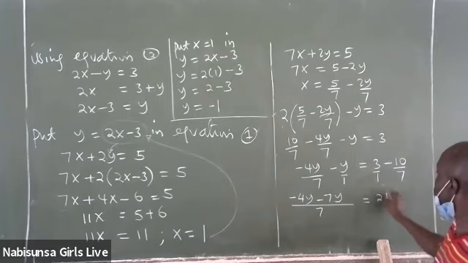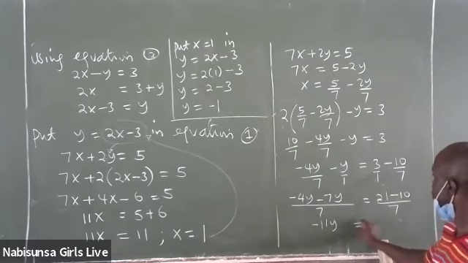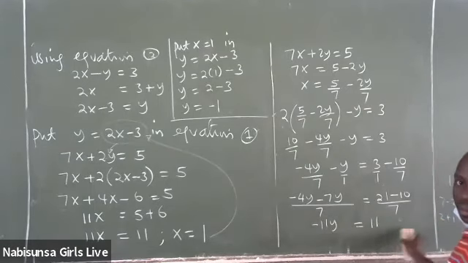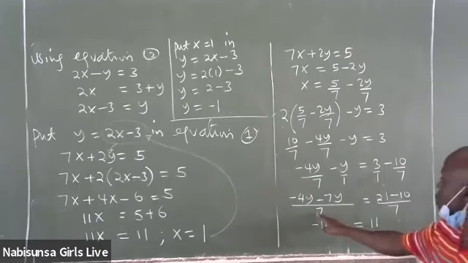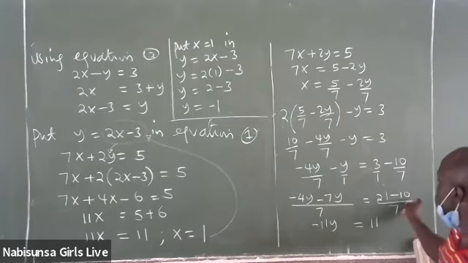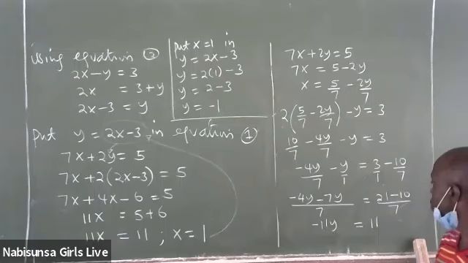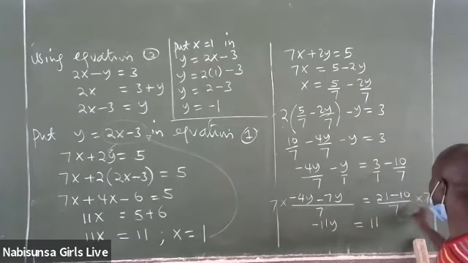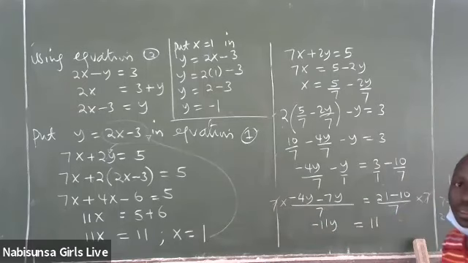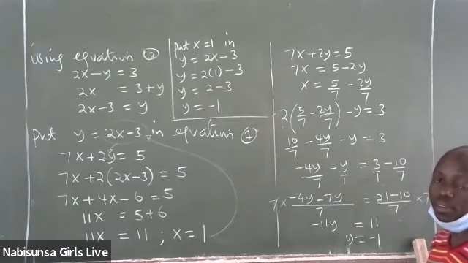Okay, this will be 21 minus 10 over 7. So you remain with negative 11y is equal to 11. So where did the 7 go? Which 7 here? Those two, that's where they cancel. They cancel, just like that. If you multiply on both sides by 7. Are you okay, Elizabeth? Yeah, I'm good. I'll give you y as negative 1.